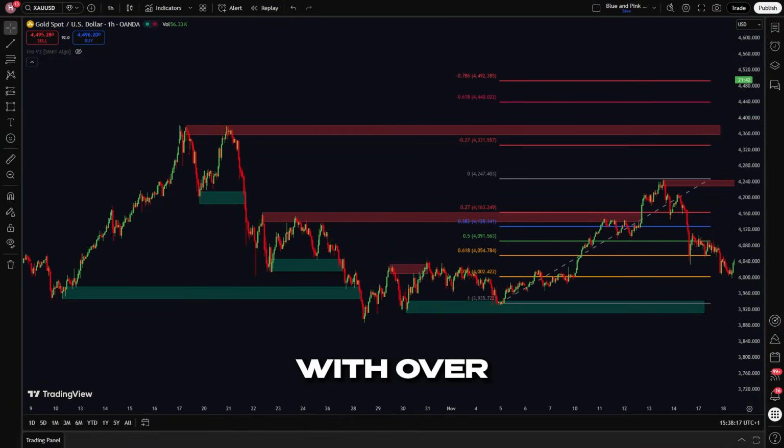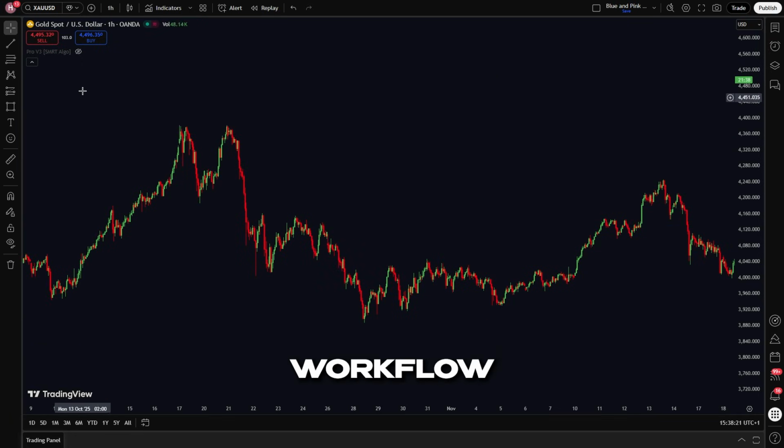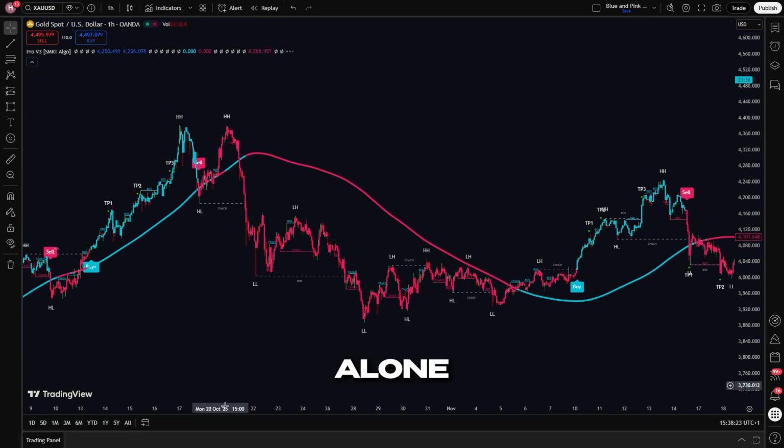If you're struggling with over-analysis or inconsistency, Pro V3 helps by simplifying your workflow. You're not relying on one signal alone. You're combining context, confirmation, and execution.